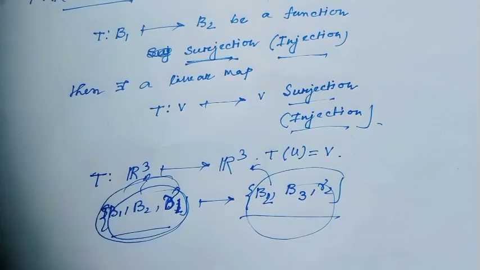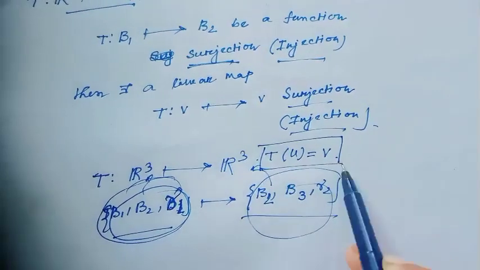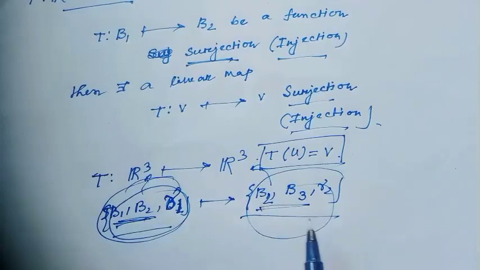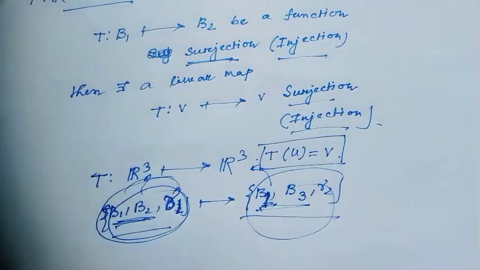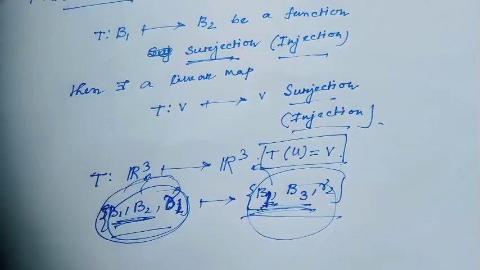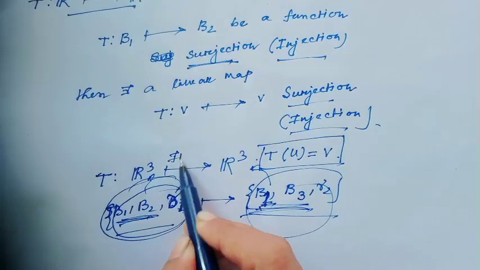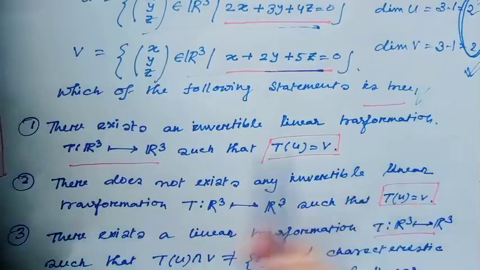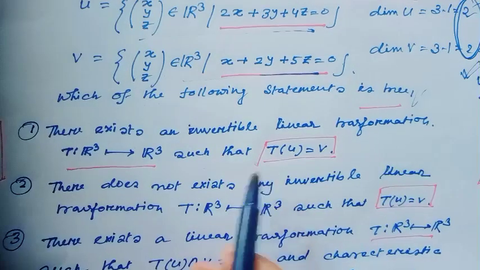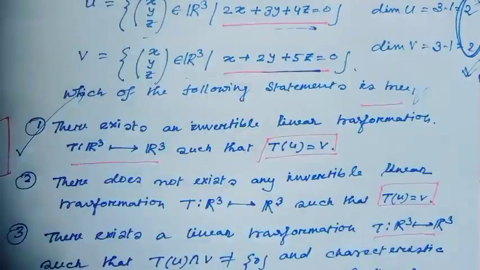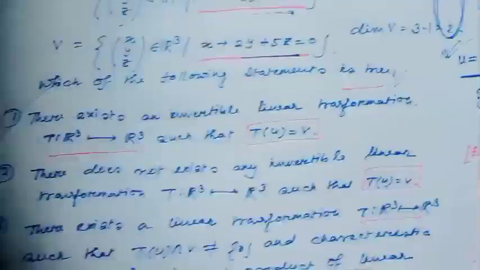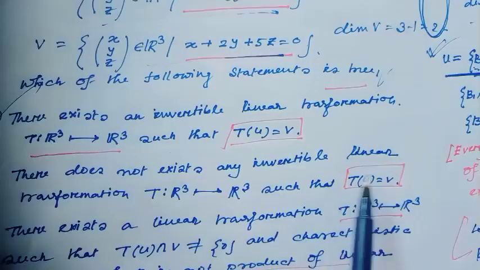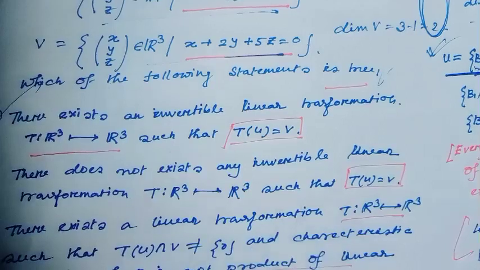And this type of linear transformation is obviously such that Tu equal to V, because this is the basis of U and this is the basis of V, with beta 1 common, and this type of linear transformation is obviously invertible. So option first is the right option. There exists an invertible linear transformation T from R cube to R cube such that Tu equal to V. This is obviously the right option. And since option 1 is the right option, option 2 is obviously the wrong option. There does not exist any invertible linear transformation T from R cube to R cube such that Tu equal to V.